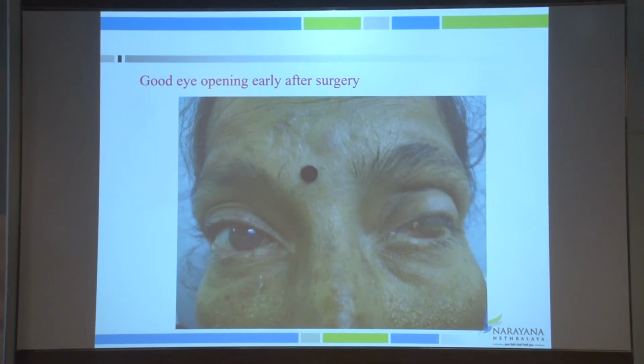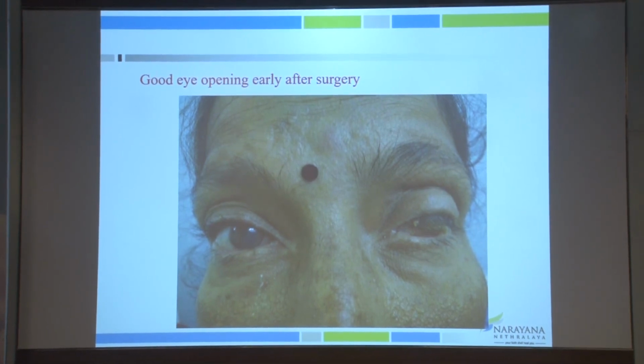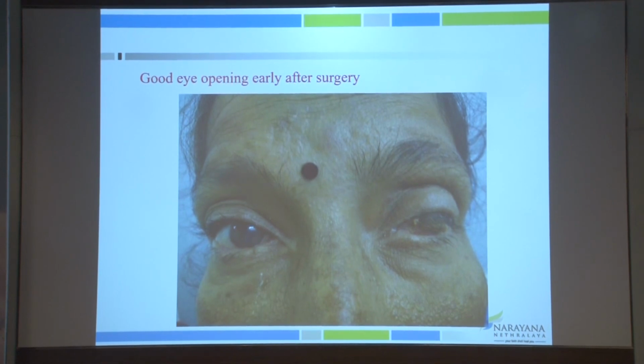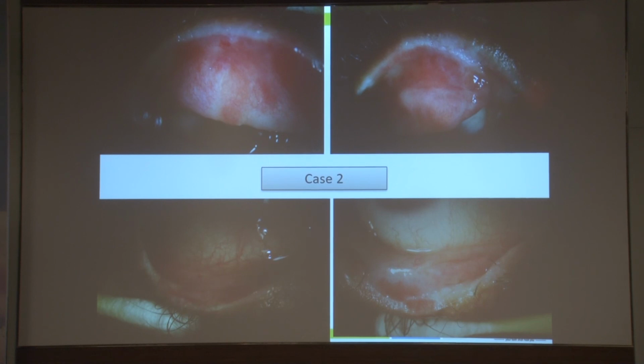Posteriorly, I don't put sutures, only anteriorly, but you can suture all around. I know a lot of surgeons who suture all around, so absolutely not a problem. Just make sure you don't have any suture ends on the tarsal surface. Bring it all onto the lid margin. So they have a very good eye opening immediately after.